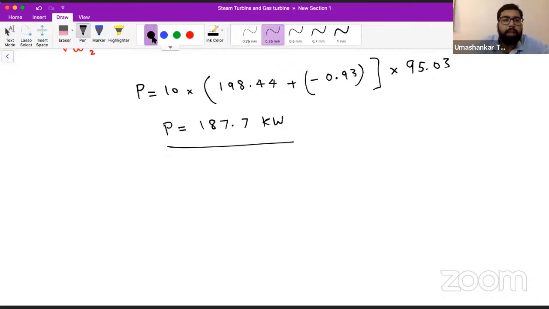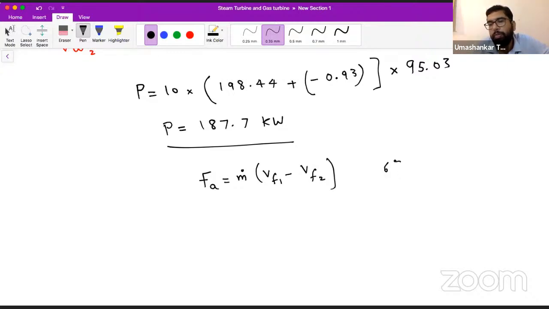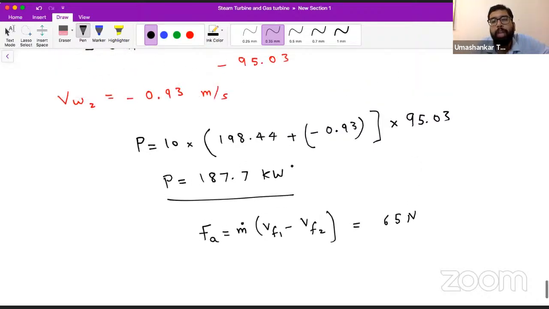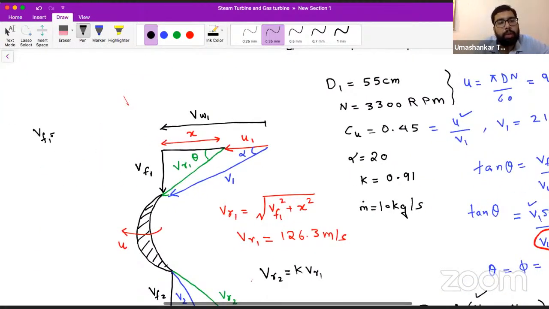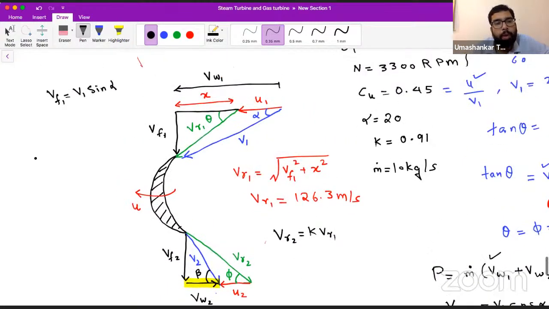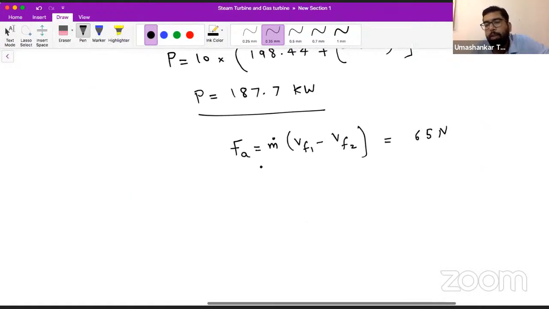What is the axial force? FA is equal to M dot into VF1 minus VF2. Yes or no? Some of you are giving me the answer as well, equal to 65 Newton. So you put all the values. We can discuss it. VF1 is equal to V1 sine alpha, and VF2 is equal to VR2 sine phi. So we have the value of V1, we have the value of V2, the value of alpha, the value of phi. So you can place all this in here and solve for the force.